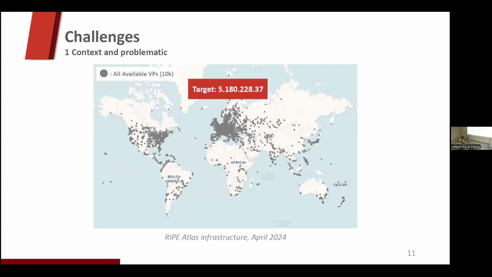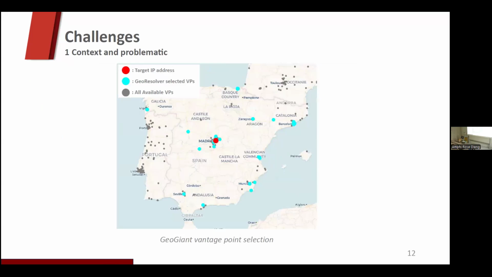So to illustrate that, we have our IP address, 10,000 vantage points, and with our methodology, we select 50 vantage points here in blue, the IP address we want to geolocate in red. And as we can see, they are all in the same geographical region as the target, here in the same country, and ideally in the same city, which is Madrid.